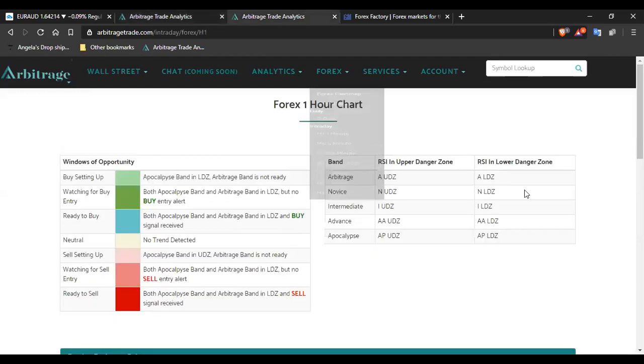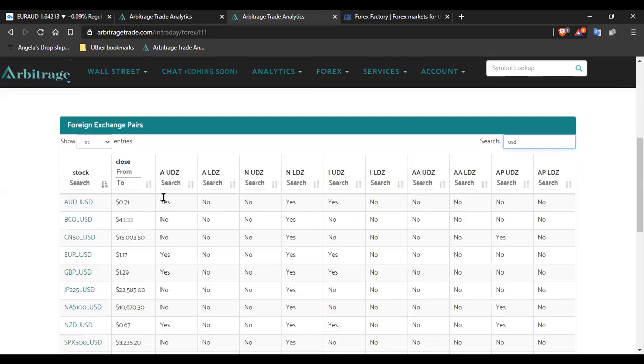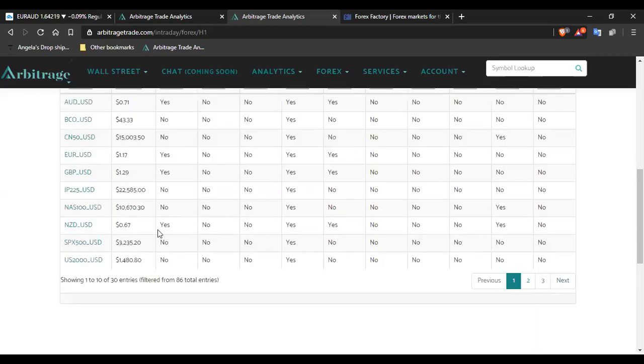Let's go on to 1 hour just to get some confirmations. We have AU at the upper danger zone, and we didn't see that on the 5-minute, so I'll still take a look at it. EU and GU are both confirmed in the upper danger zone, so check mark, check mark. NZDUSD is another pair that wasn't showing on the 5-minute, so I'll take a look at that as well.